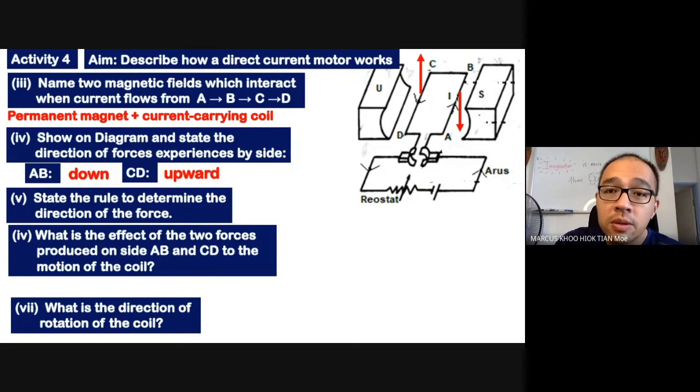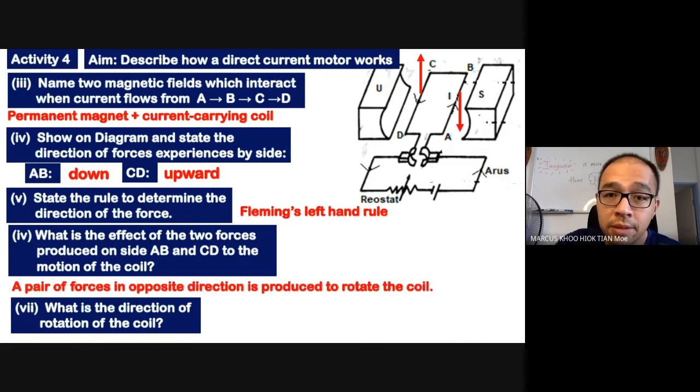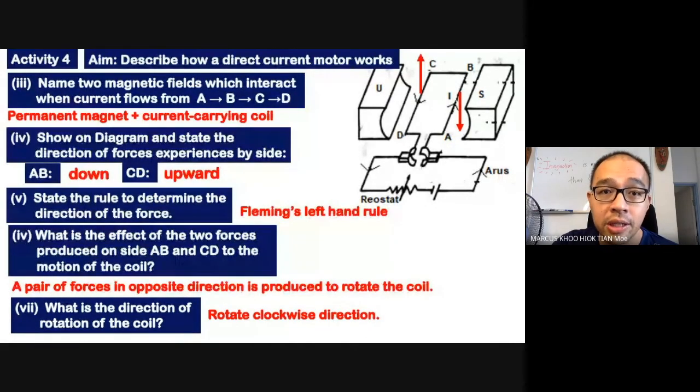Sorry, Fleming's rule. So, what about the rule? The rule to determine the direction of the force will be Fleming's left hand rule. Okay. The rule that we've been talking about since yesterday. So, what is the effect of the two forces produced on the sides AB and CD to the motion of the coil? A pair of forces in opposite directions, okay, is produced to rotate the coil. And so, because of this, what is the direction of rotation of the coil? How is this coil going to rotate? Clockwise. Okay, it's going to rotate in a clockwise direction.